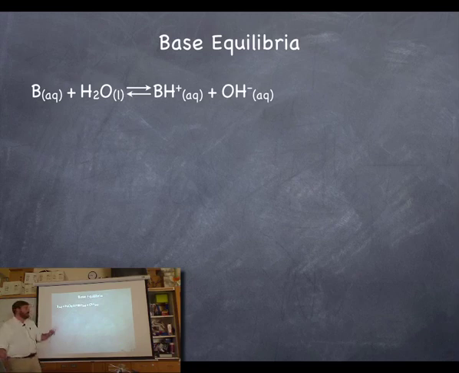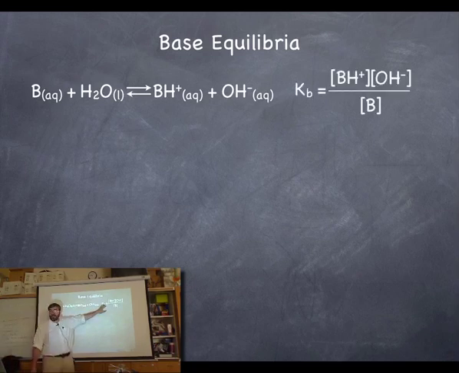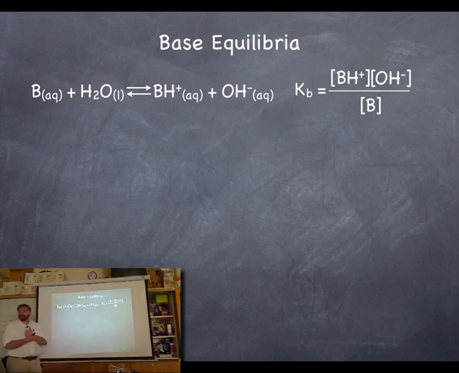And if we think about the equilibrium of this situation, we're going to write out the Kb. For a weak base, we leave the water out since it's a liquid. This Kb is typically weak, much less than 1, so the reactants would be favored over the products. BH+ would be the conjugate acid, which is what came from the base, exactly.